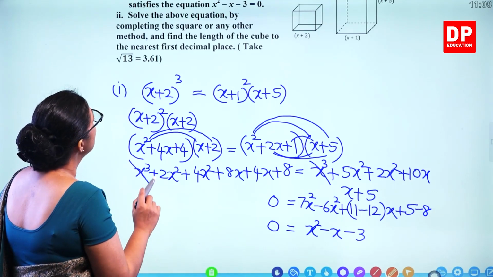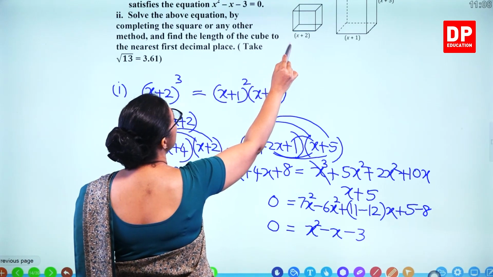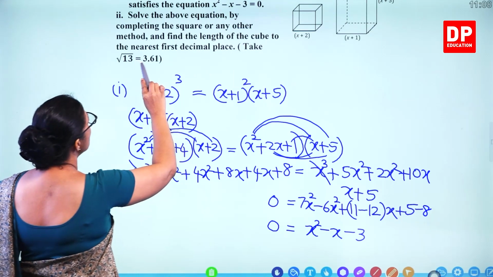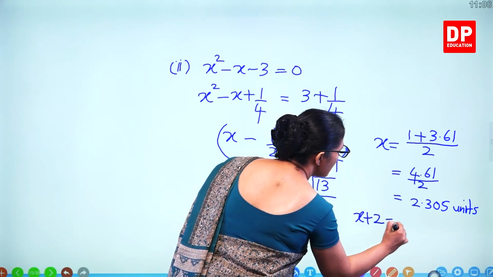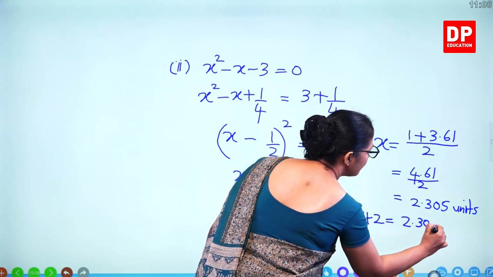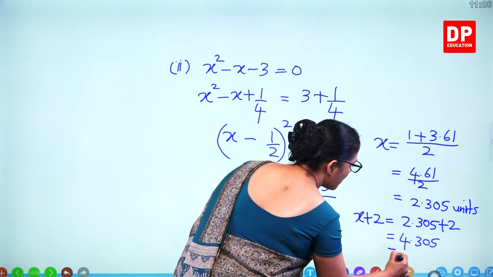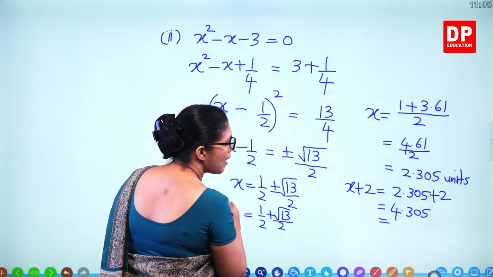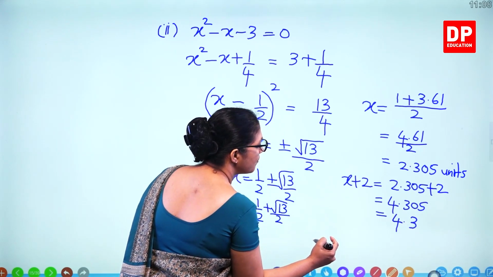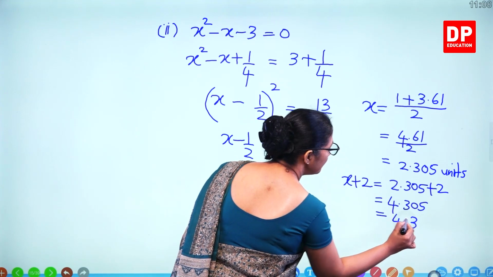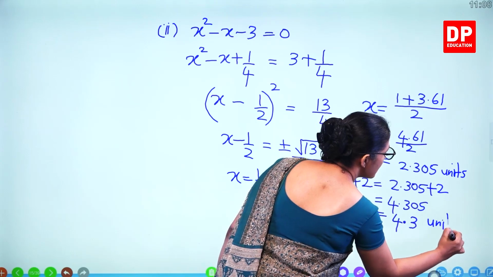So they ask for the length of the cube. Find the length of the cube. That means x plus 2, to the first decimal place. x plus 2, not x. So adding 2 to that, you get 4.305, and to the first decimal place, 4.3. So 4.3, and for the unit, just put units there.